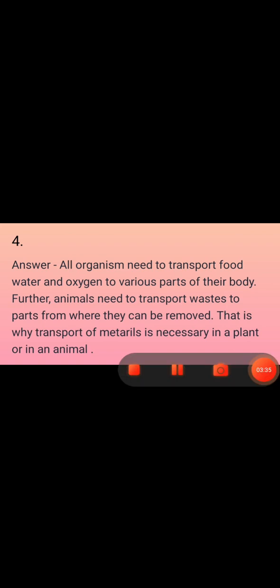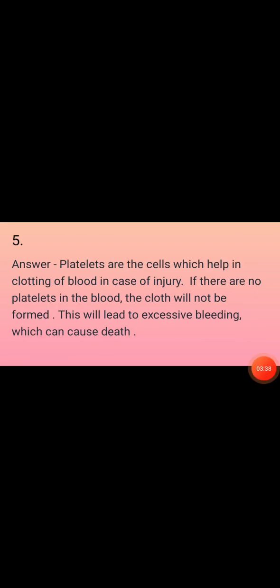And our next question is what will happen if there are no platelets in the blood? And you can see the answer on the screen. Platelets are the cells which help in clotting of blood in case of injury. If there are no platelets in the blood, the clot will not be formed. This will lead to excessive bleeding which can cause death. So, the main function of platelets is to clot the blood. Otherwise, there are so many chances that we can die due to excessive bleeding.